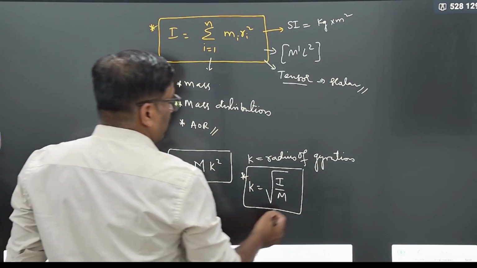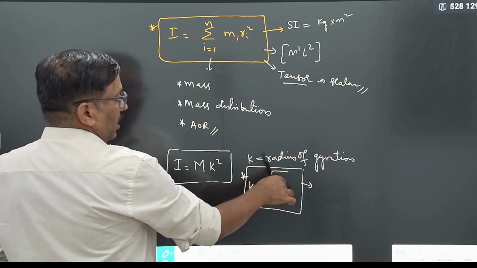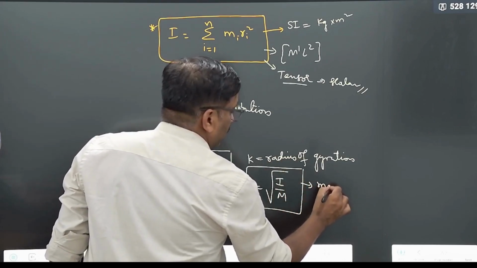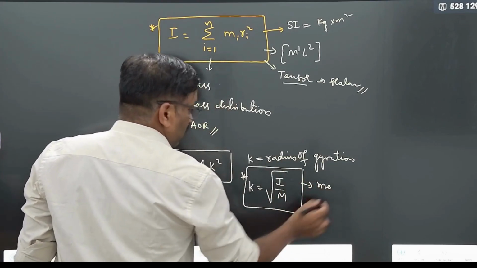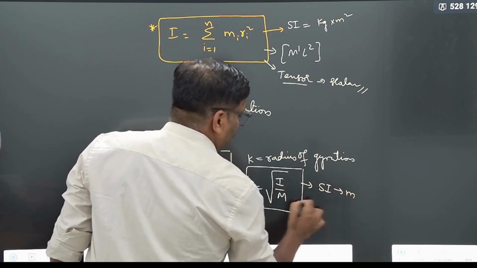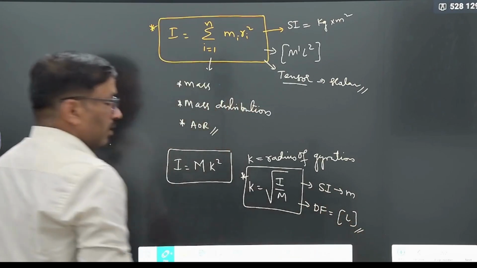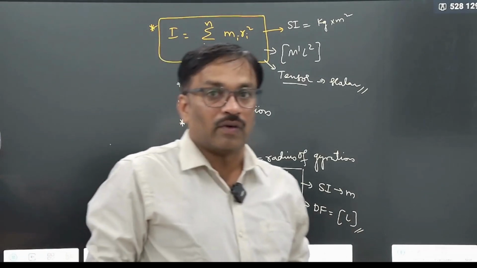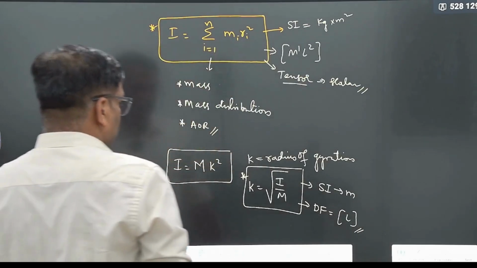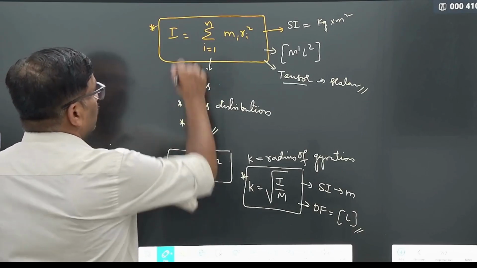What is the unit for this? Radius of gyration: I equals m k square, moment of inertia is kg meter square, so the kg cancels and we get meter square for k square. So the SI unit of k is the meter. The dimensional formula is L only. Clear? The radius of gyration is the effective distance from the axis of rotation.